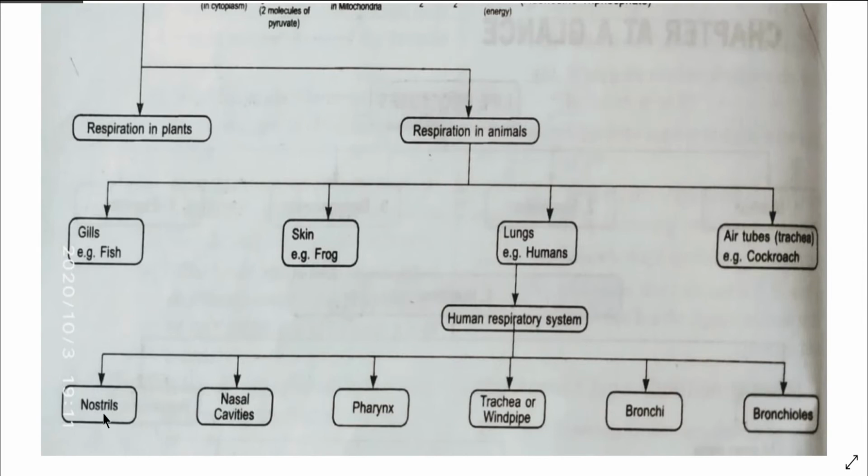The parts of the respiratory system are the nostrils and nasal cavity. The two openings in the nose are called nostrils, and the canal of the nose is known as the nasal cavities. The pharynx is a passage behind the buccal cavity, and it is a common passage for food and air. Then comes the trachea or windpipe. Then bronchi and bronchioles.